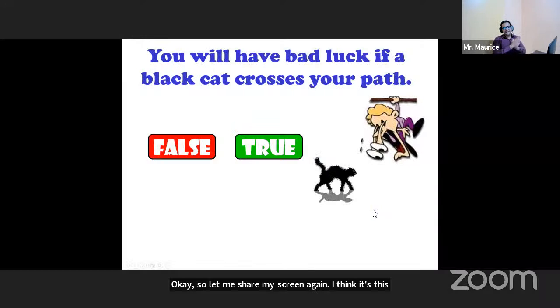Okay, so let me share my screen again. I think it's this one. Okay, so listen please. I need you to read again. This is conditional 1, okay? Esto es condicional 1, condicional 1.